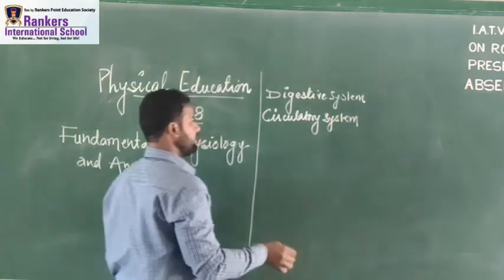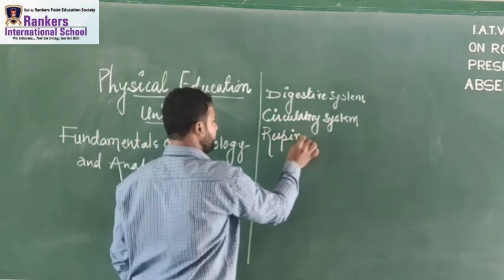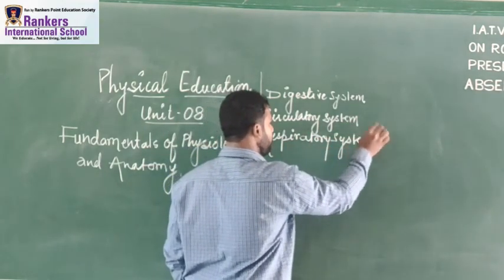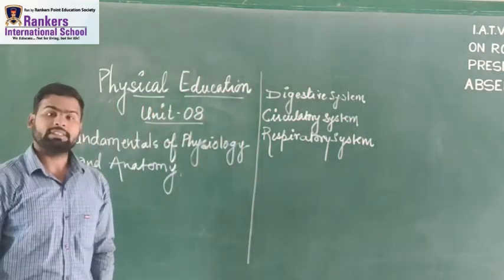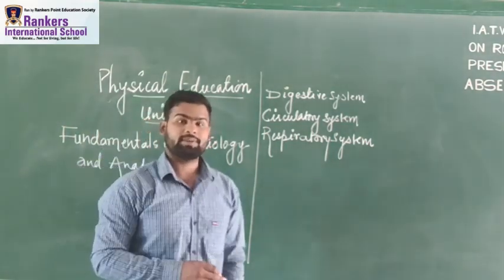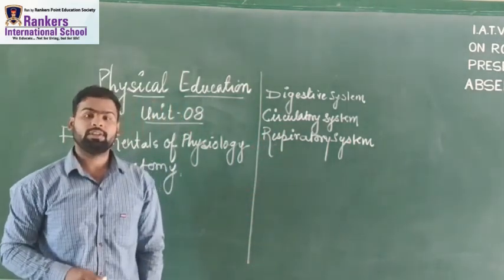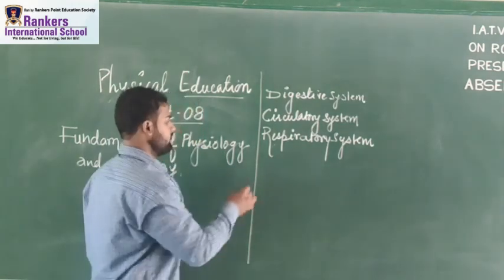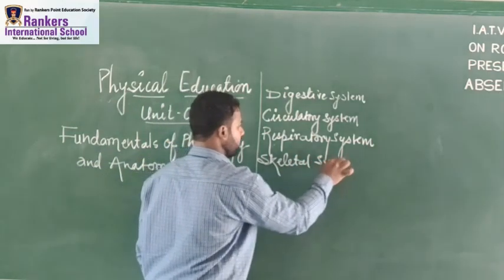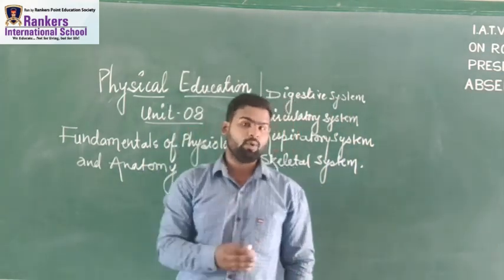If you further talk, the next system is respiratory system. So, if we talk about the digestive system, our body has the stomach, the digestion of the food, etc. The circulatory system is made up of the heart, the pumping of the blood, etc. Respiratory system means we are talking about the internal organ, that is the lungs. Skeletal system means we are talking about the structure of the body, that is the bones, that is the rib cage.